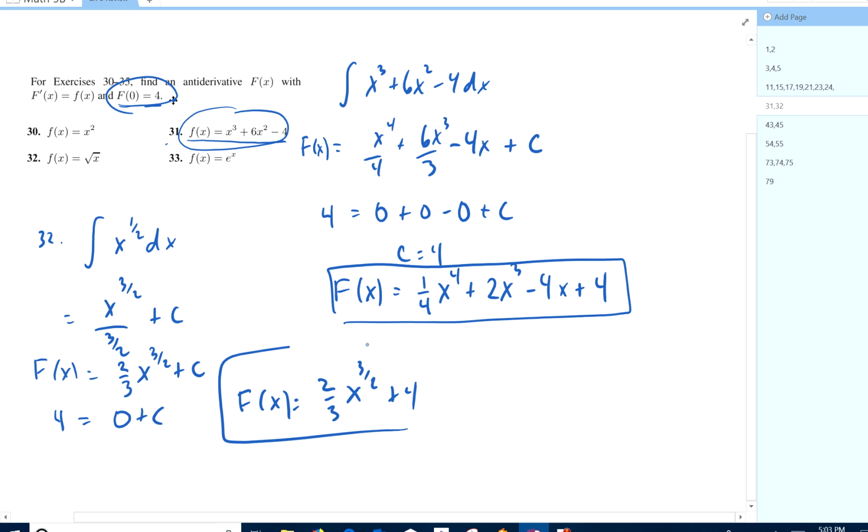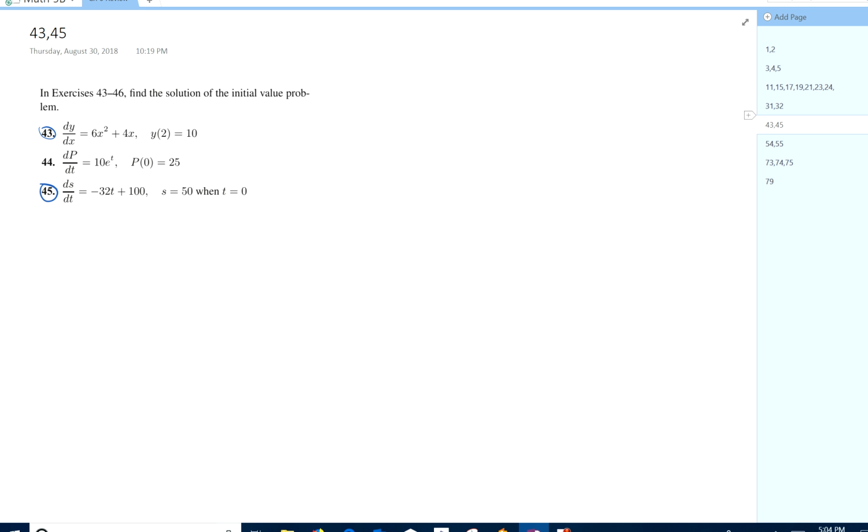Again, make sure you're aware that this is an antiderivative with a specific initial condition. Okay, if I leave it with the c, this is all the antiderivatives of that. Alright, let's go next. 43.